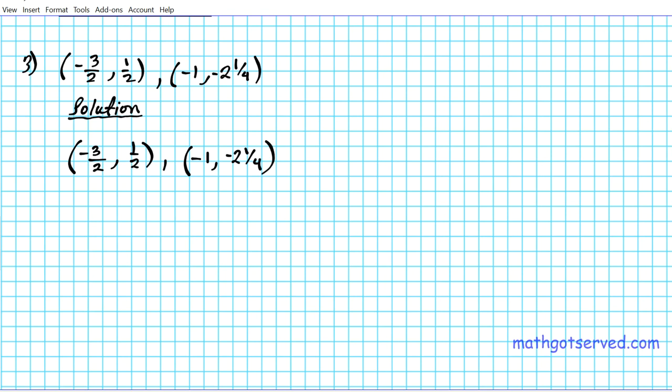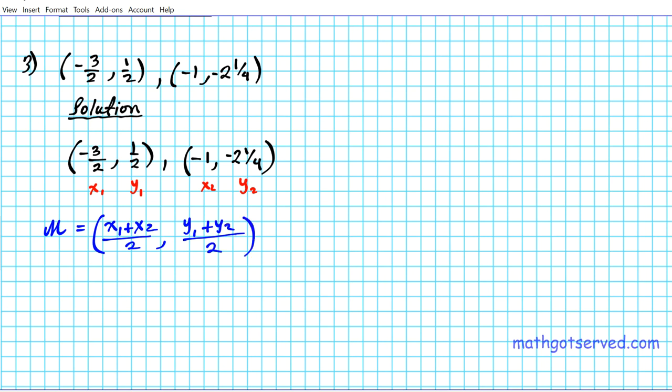So step number 1 is you go ahead and label your points. So this is x1, y1, and this is x2, y2. Alrighty, and then write down the formula. What's the formula for the midpoint? Challenge yourself, see if you can remember it. You just average the coordinates, right? So (x1 plus x2) over 2, and (y1 plus y2) over 2. Write down the formula so you don't make mistakes.